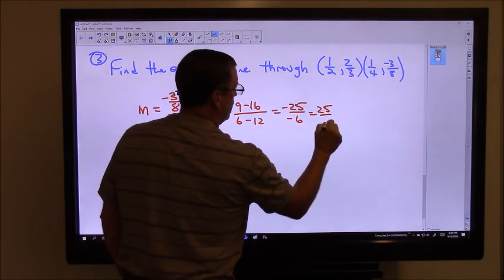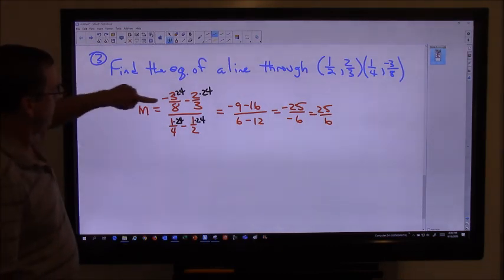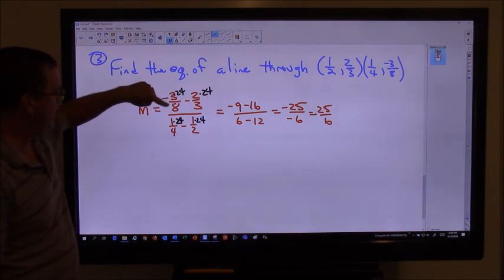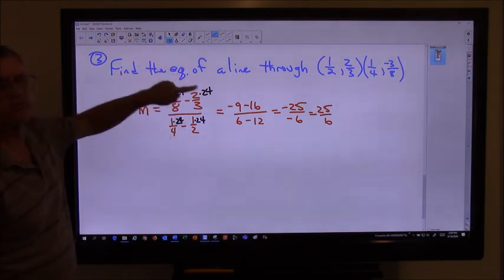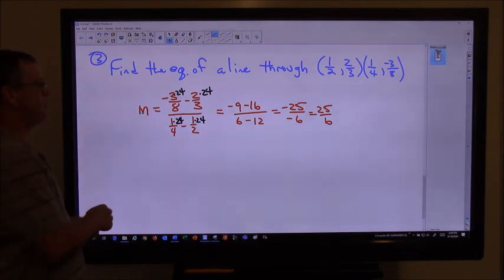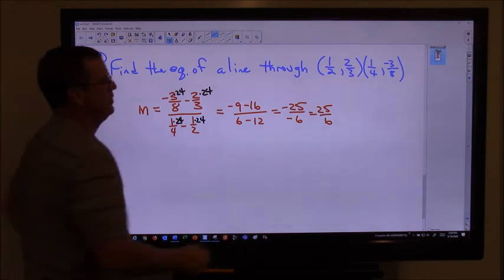So negative divided by negative is positive. There's my slope. All right? I'll always refer to this as a complex fraction. It means you've got fractions within the fraction. And the easiest way to get rid of a complex fraction is to multiply every single term by that least common denominator. There's my slope.